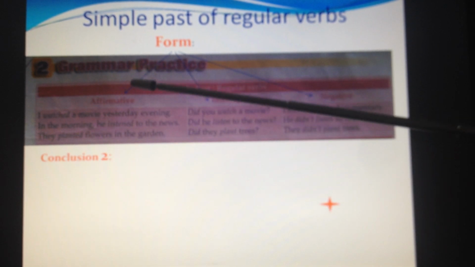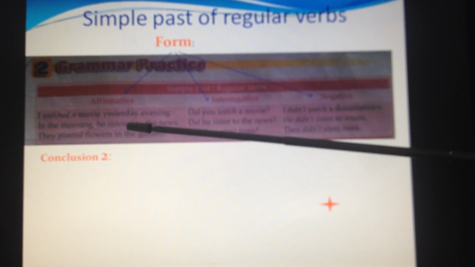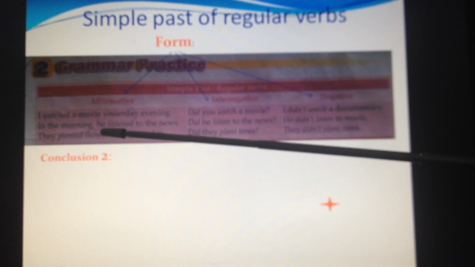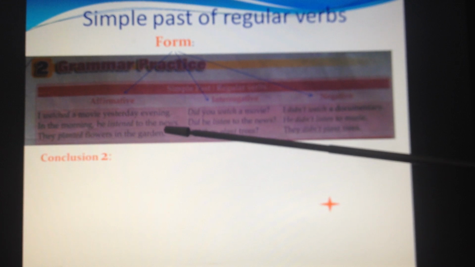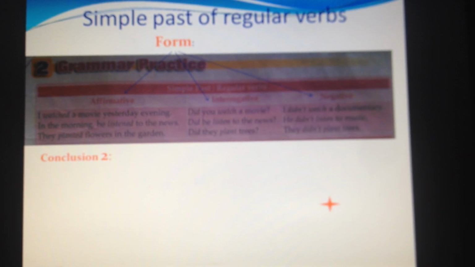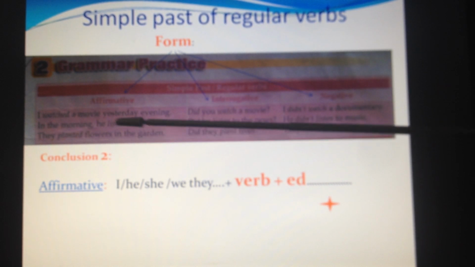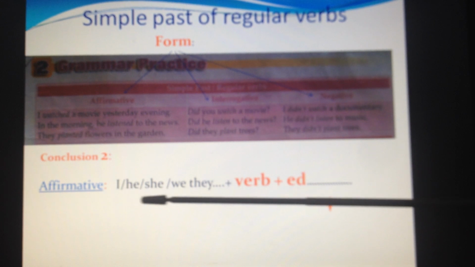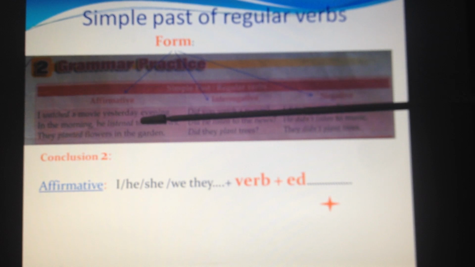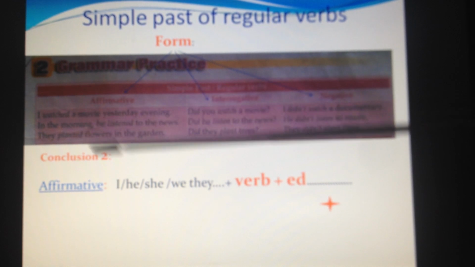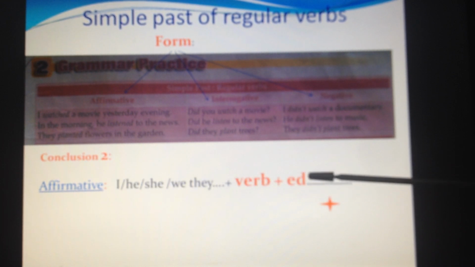So previously we looked at the affirmative form. I watched a movie yesterday evening. In the morning, he listened to the news. They planted the flowers in the garden. Okay, so for the affirmative, as we said before, I watched, he listened, they planted. So subject plus verb plus ed. Watched, listened, planted. So it doesn't matter what the subject is, singular or plural, it's always the same form.